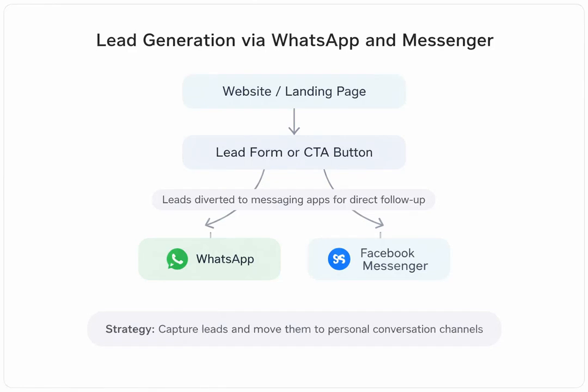Now, let's move into a broader strategy discussion that came up in the session. The idea here is about where your leads go after they interact with your website. Rather than just collecting form submissions and waiting, the approach being discussed is to divert those leads, redirect them, directly into WhatsApp or Facebook Messenger. This is a smart move because messaging apps have much higher open and response rates than email. When someone clicks your call to action, instead of just filling out a form, they're immediately connected to you on a platform where real conversations happen.